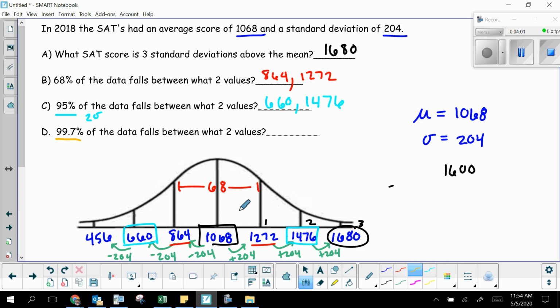If we're going to go 3 above and 3 below, well, that's what 99.7% is referring to, 3 standard deviations above and below. And so 3 above would be 1680, 3 below would be 456, and so 456 and 1680 would represent the portion of the graph that 99.7% of the data falls between.